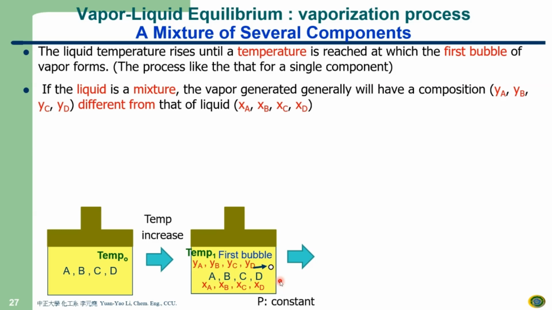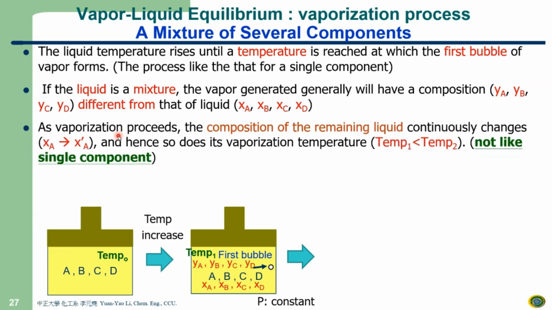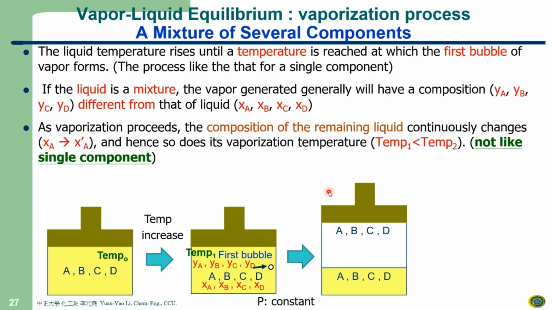And then if we keep on increasing the temperature, as the vaporization proceeds, the composition of the remaining liquid continuously changes. Okay? And hence, so does its vaporization temperature. So if we keep on increasing the temperature, you will have more bubbles. That means you have more mass, or you have more species in the gas phase. So at this moment, let's say temperature 2. Then you will have different composition in the liquid phase and different composition in the gas phase.